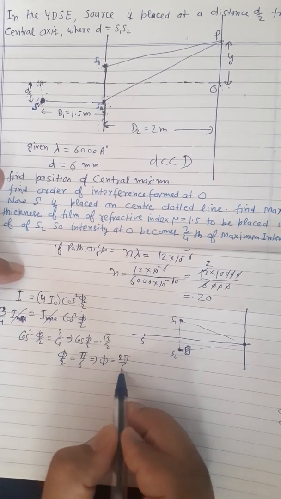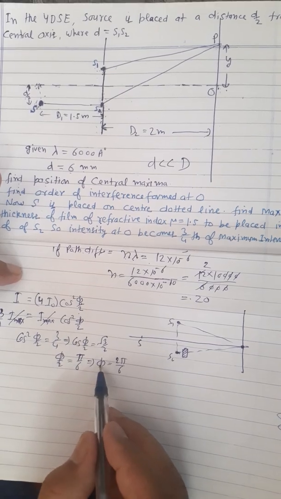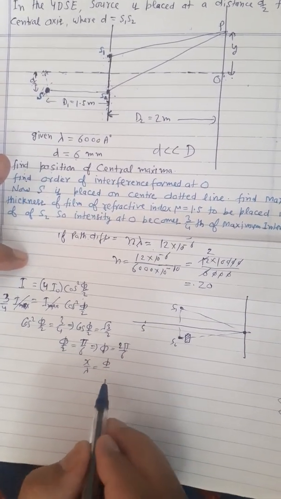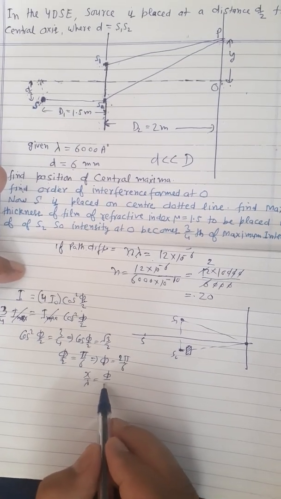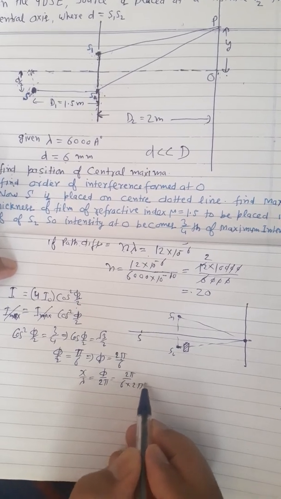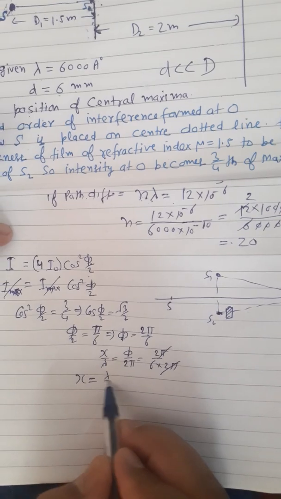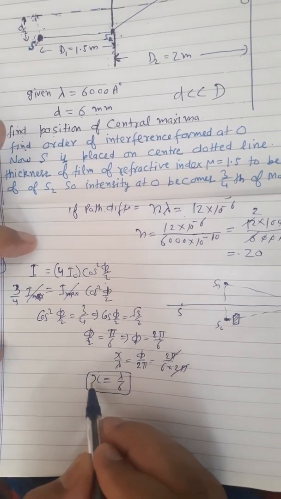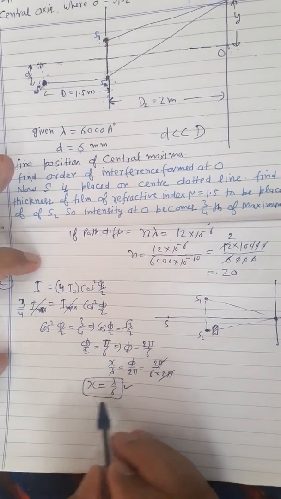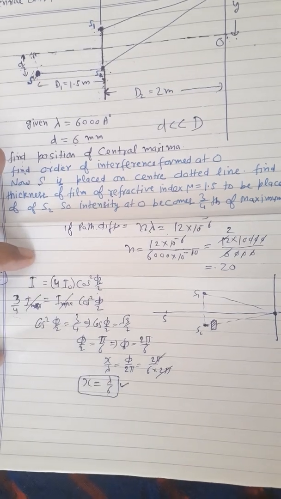2 pi upon 6. See here, if I want to find the path difference, this is the phase difference. So x upon lambda is equal to what? Phi upon 2 pi. If you put here 2 pi upon 6 into 2 pi, so path difference x is equal to what? Lambda upon 6. If the path difference at point O is lambda by 6, at that time the intensity is 3 by 4th of maximum.